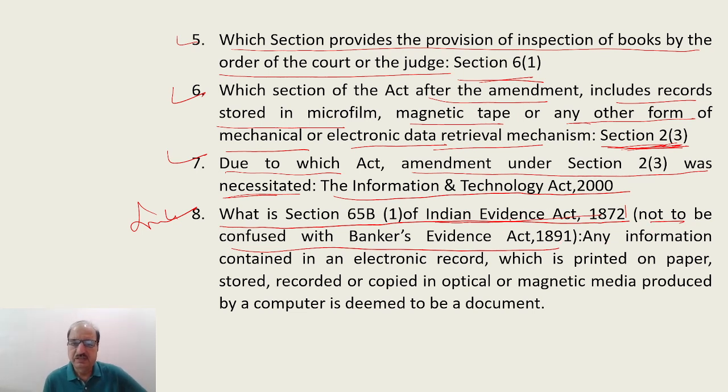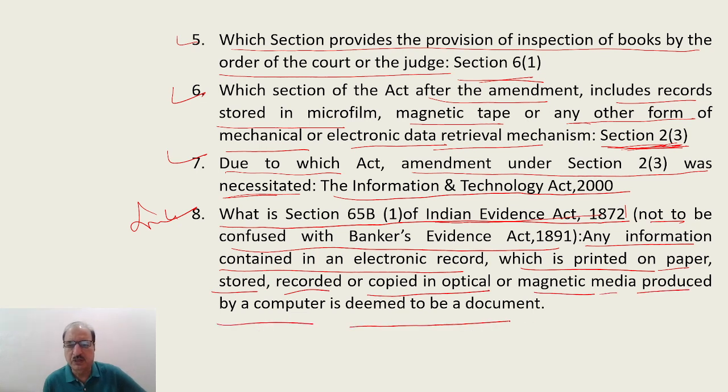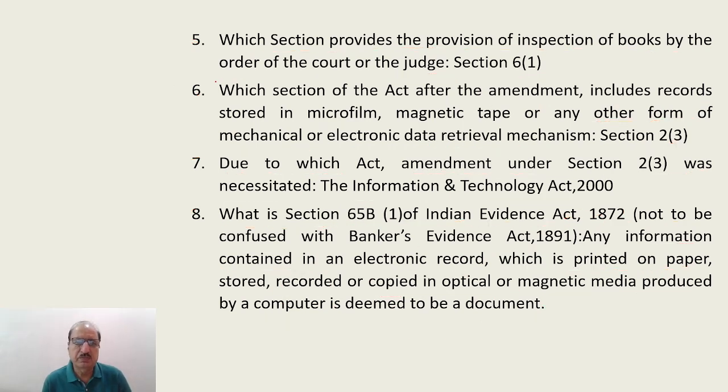So section 65 says, any information contained in an electronic record, which is printed on paper, stored, recorded or copied in optical or magnetic media produced by the computer is deemed to be a document. So section 65 of the Indian Evidence Act describes a document as any information contained in an electronic record, which is printed on paper, stored, recorded or copied in optical magnetic media produced by a computer is deemed to be a document. Okay, thank you. So question number 5, 6, 7, 8 we have done. Let's go to question number 9.